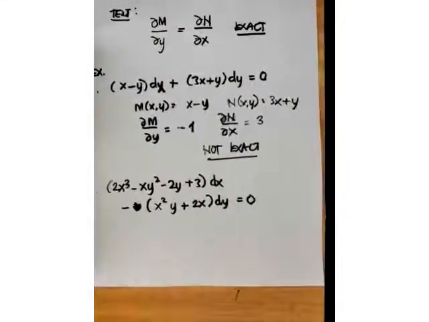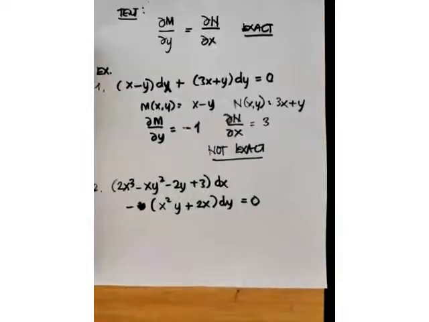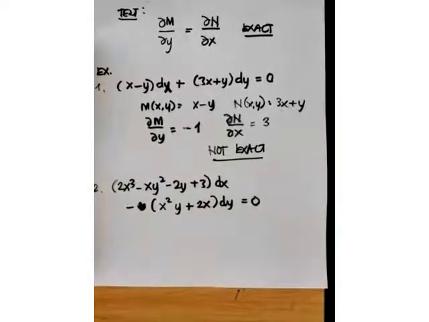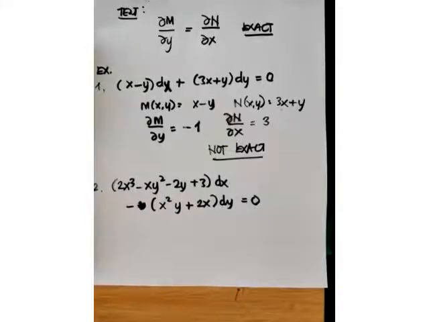Okay, any question? Okay, so let's proceed to our second example. (3x cubed minus 2x minus xy squared minus 2y plus 3) dx, and then minus the quantity (x squared y plus 2y) dy is equal to 0. Okay, is this exact or not?